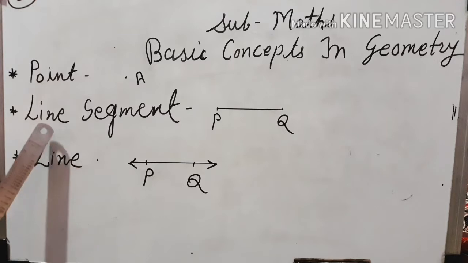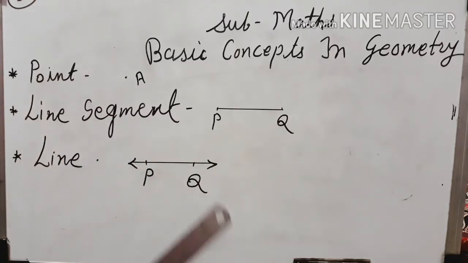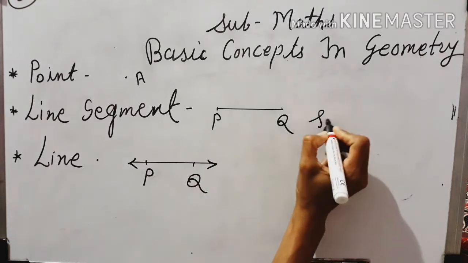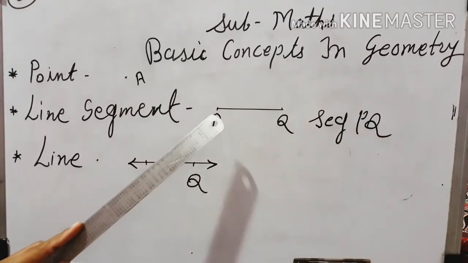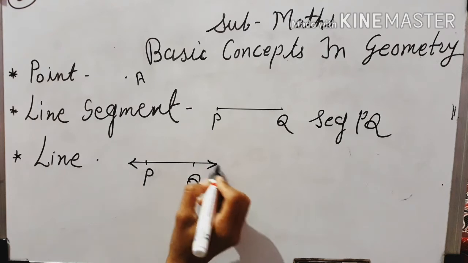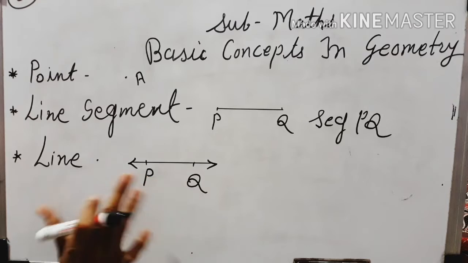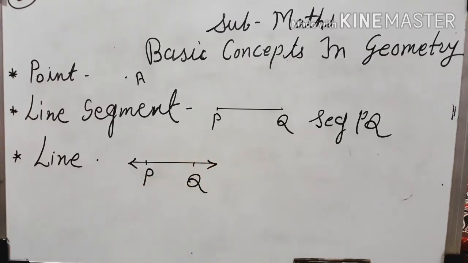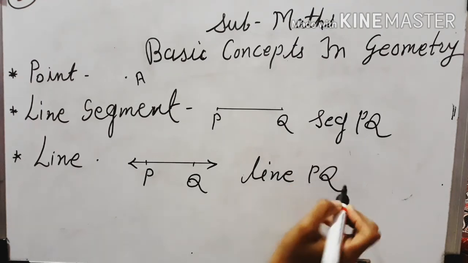Second figure, this is a line segment. This is line segment PQ, or we read it as seg PQ. It has two end points. This is called a line segment. Third figure is a line. A line has two arrows on both sides. That means it doesn't have a limit. We can extend it to its further side. So, we can read it as line PQ.